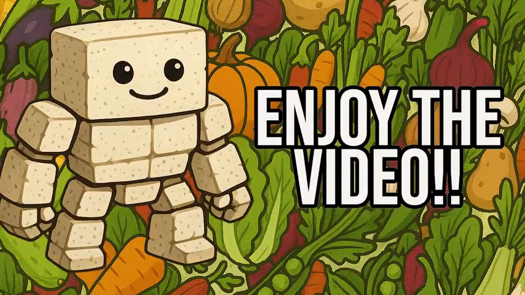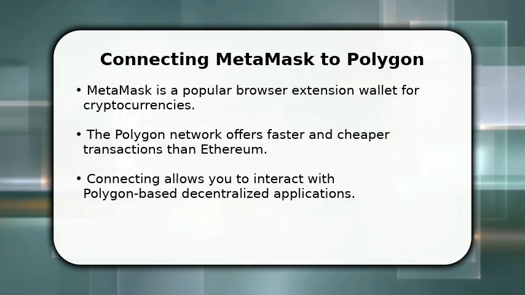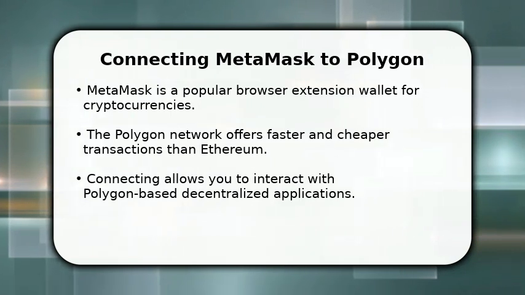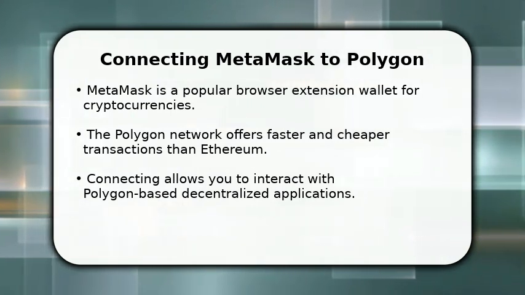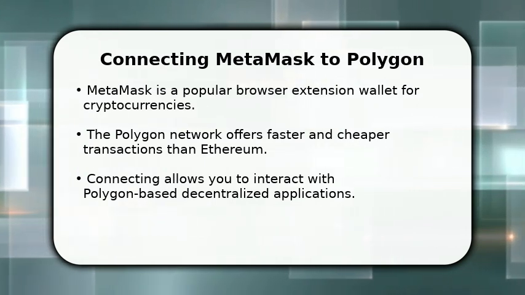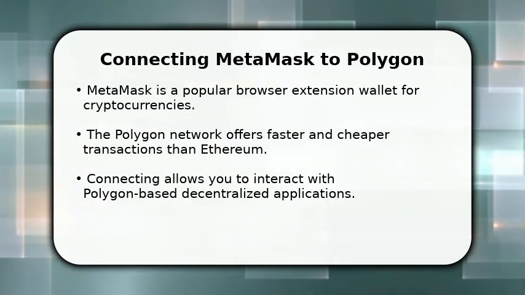Please enjoy the video. In this video, I will explain how to connect MetaMask to the Polygon network. First, open your MetaMask wallet in your browser. You'll need to access the network selection drop-down, which is usually located at the top of the wallet interface. This initial step is crucial for configuring your wallet.